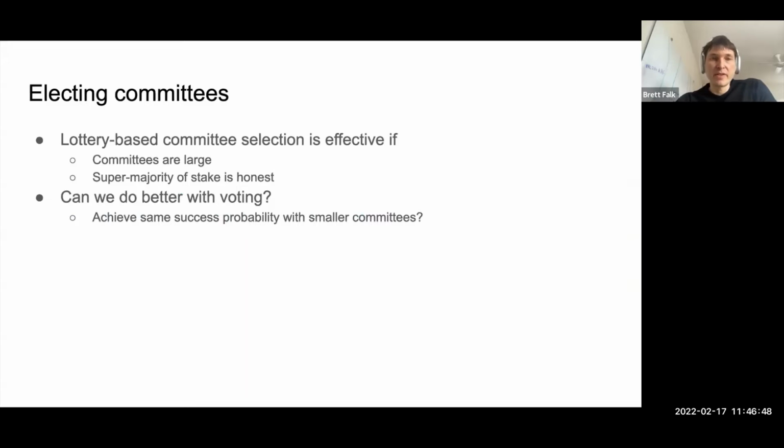By contrast, most of these other systems have some method for electing committees. And the main question is, can you do better with voting? Can you make the committee size smaller, which would make your whole chain more efficient, by having some voting to try to tap into the wisdom of the crowds about how you select committee members?